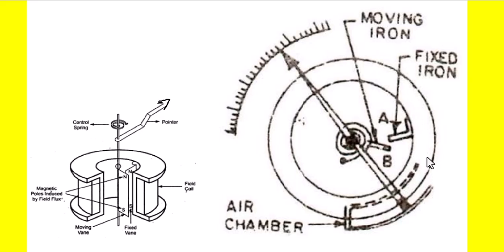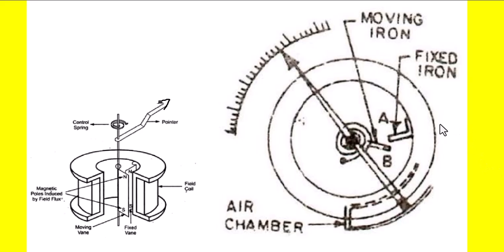And here is the fixed vane or fixed iron which is attached to the former inside, and outside the former is the winding, and that winding will carry the current to be measured, whereas the moving iron is connected to the spindle. So this fixed iron or fixed vane and moving vane are going to be magnetized with similar polarity whenever AC current flows through the coil to be measured.